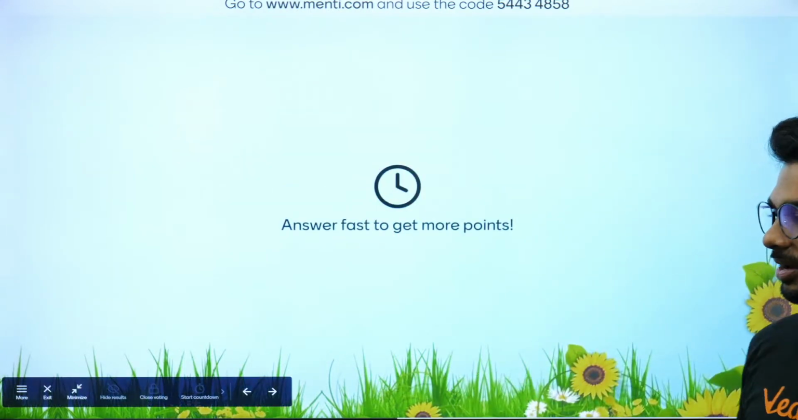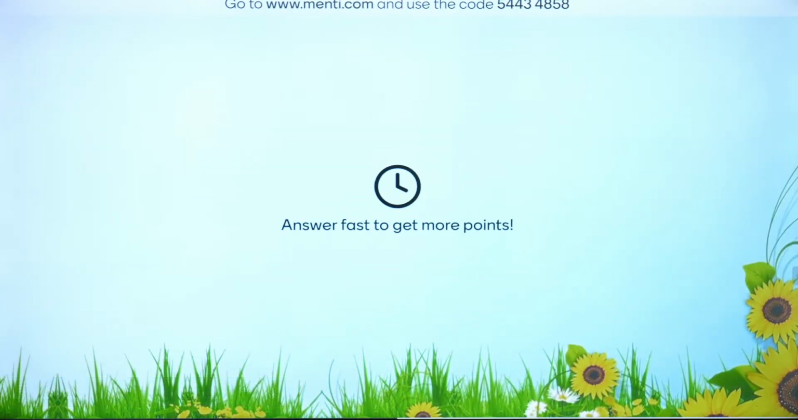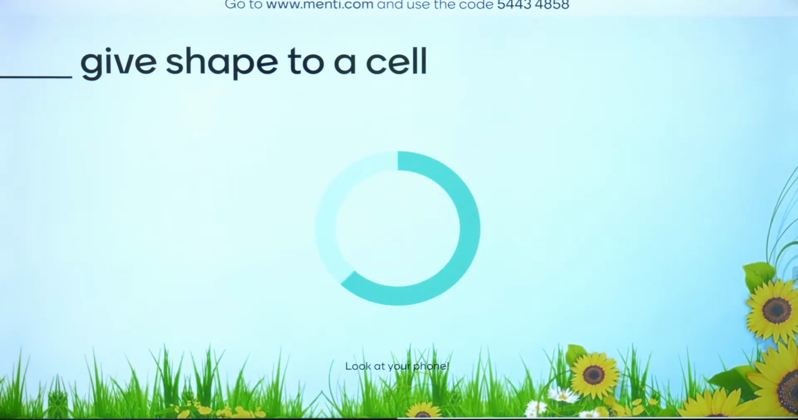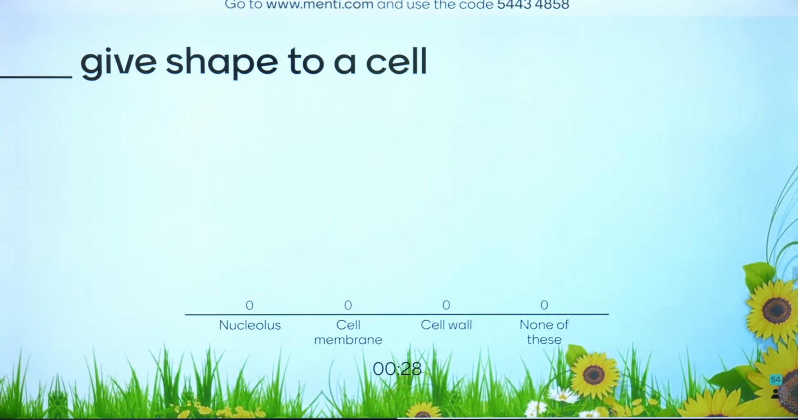Okay, chalo. So moving on to the question number 3, which is absolutely free and amazing. Question number 3 on your screen. Come on, show some spirit. Come on. Happiest birthday, Avantika. God bless you, dearest. Dash gives a shape to the cell. The shape is given by the nucleus, cell membrane, cell wall, or none of these.